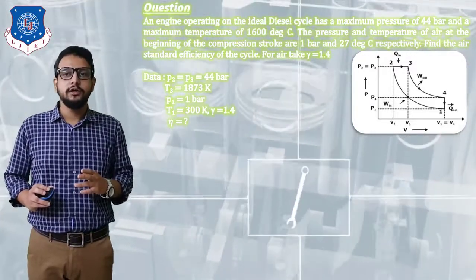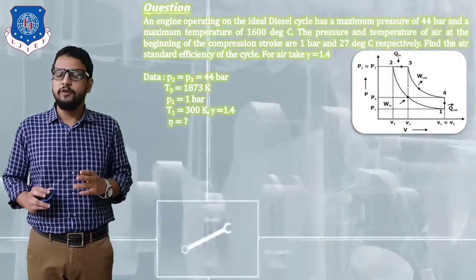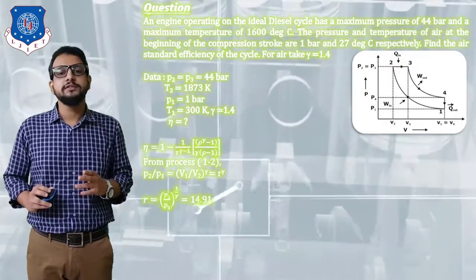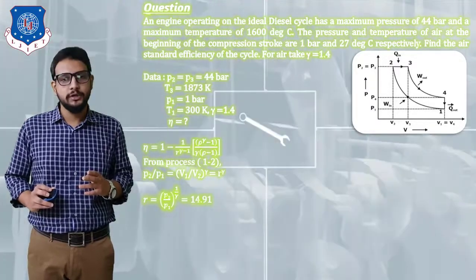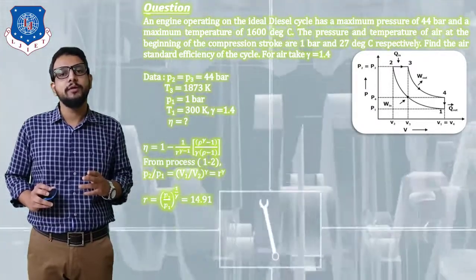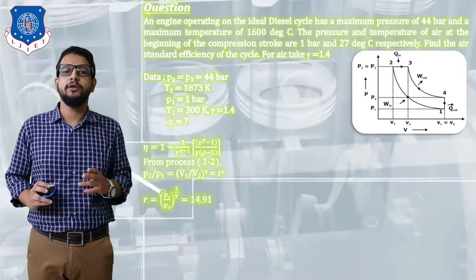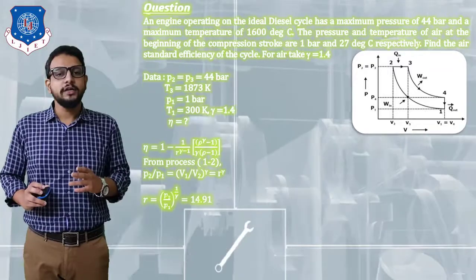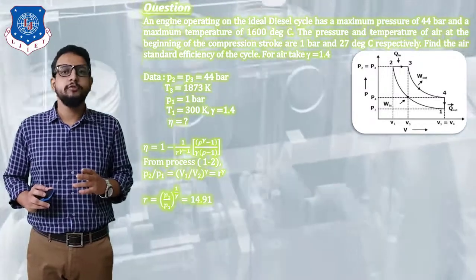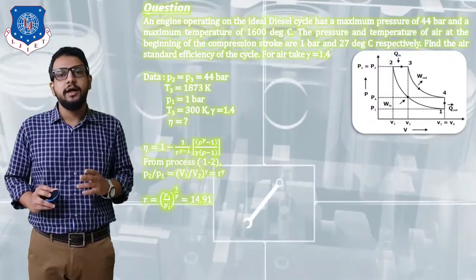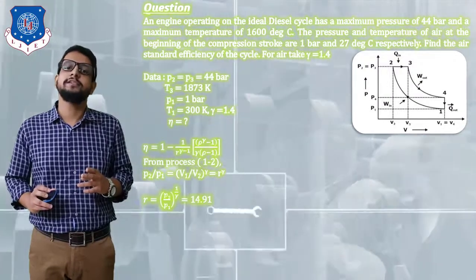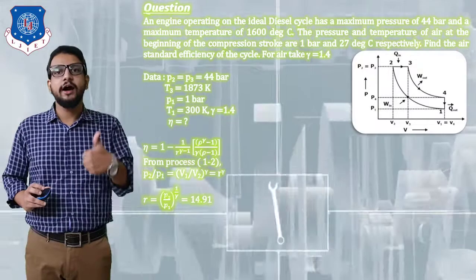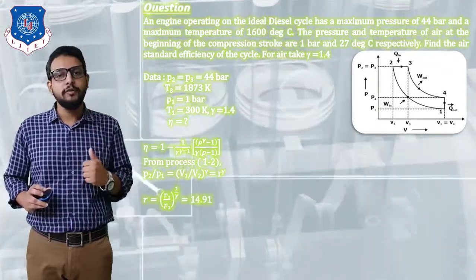So first of all, we need to write down the equation of efficiency. I have written eta is equal to 1 minus 1 upon r raised to gamma minus 1, in a bracket, rho raised to gamma minus 1 upon gamma into rho minus 1. Now observe carefully what is required to find efficiency. We would say r is required and cutoff ratio rho is required. So in order to find efficiency eta, we need to find out r and second rho. Now how can we do that?